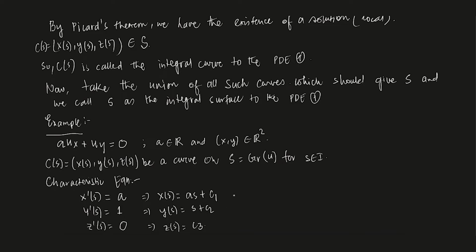Okay, so these are the integral curves for c1, c2, c3 in R. Arbitrary c1, c2, c3. Now you see, if we somehow eliminate s from here, we'll get some relation. So let's do that and see what we get.